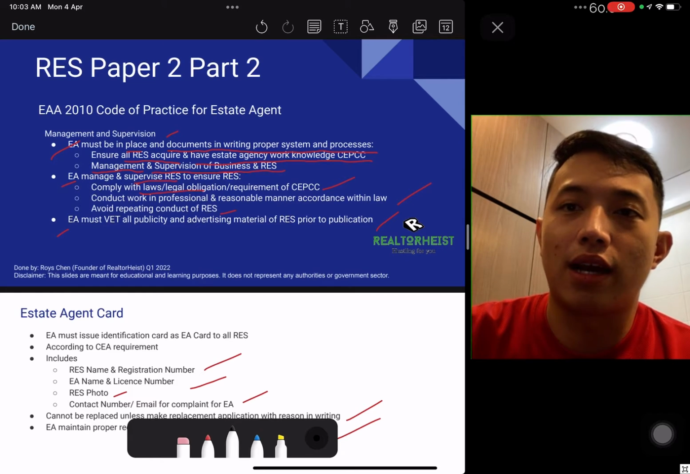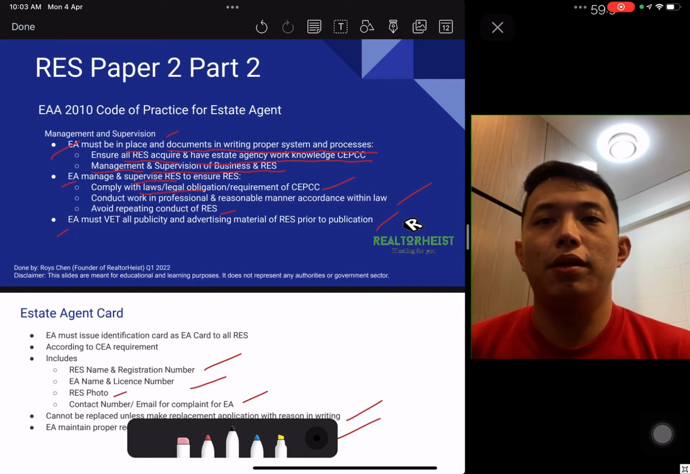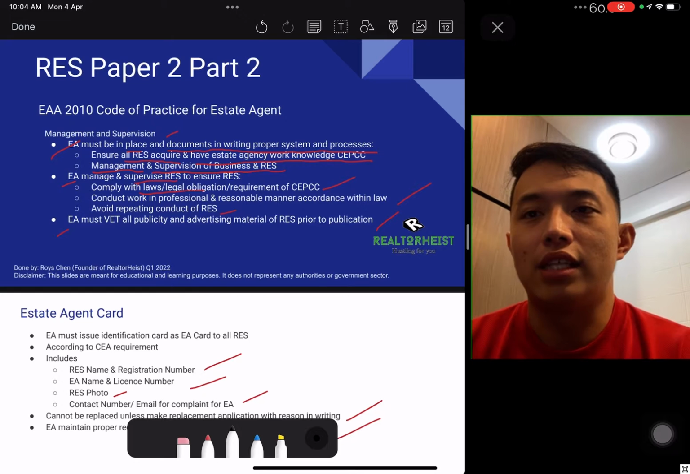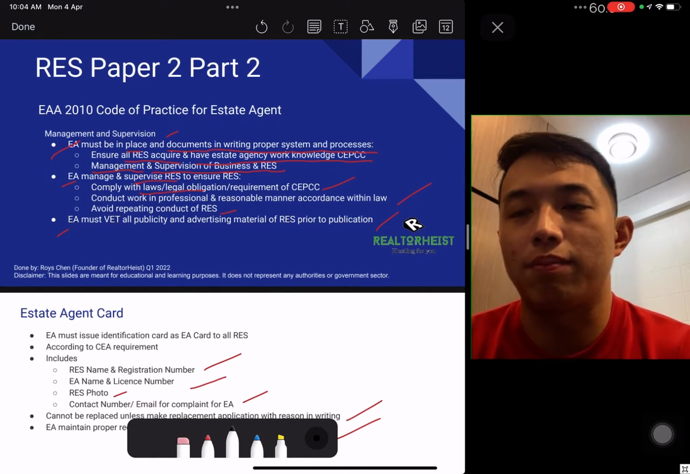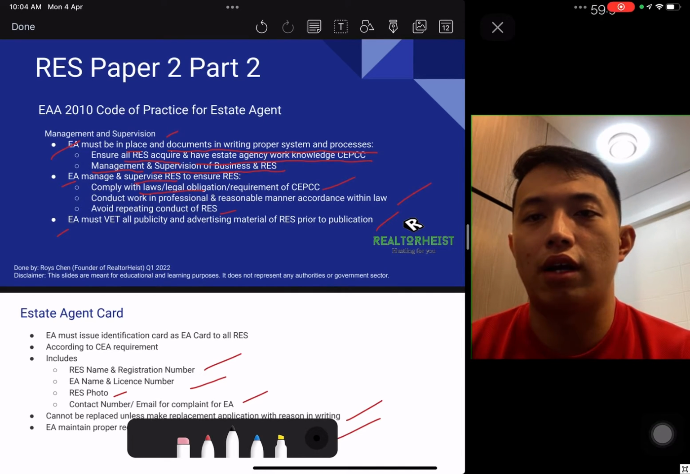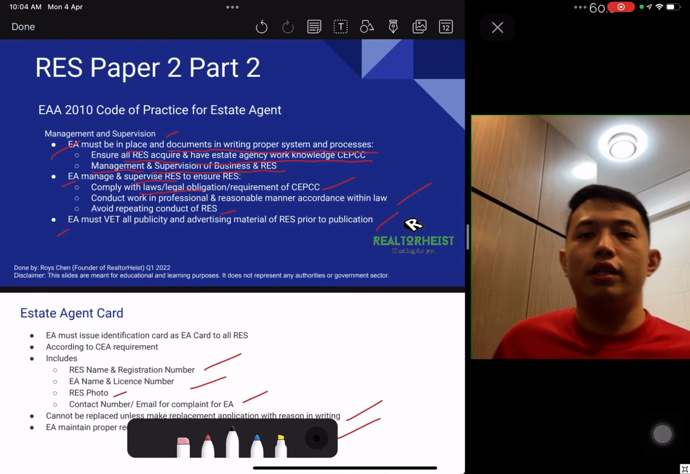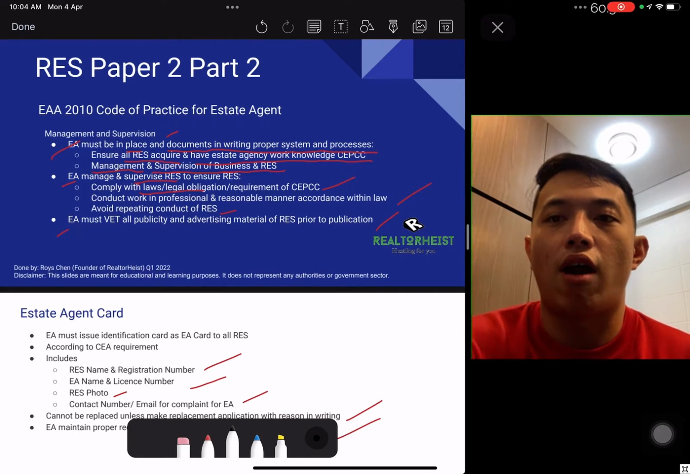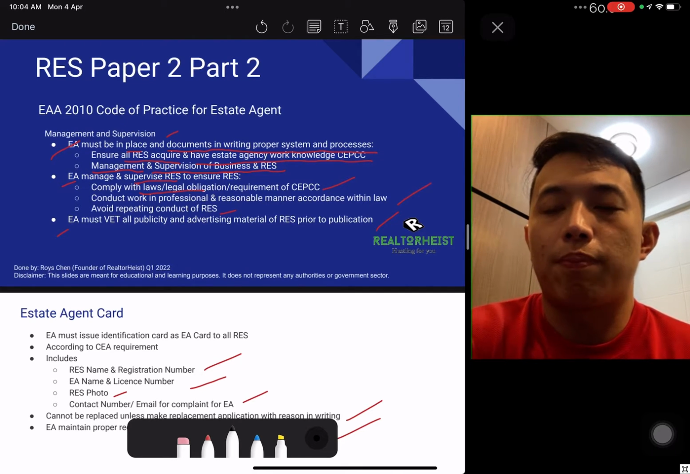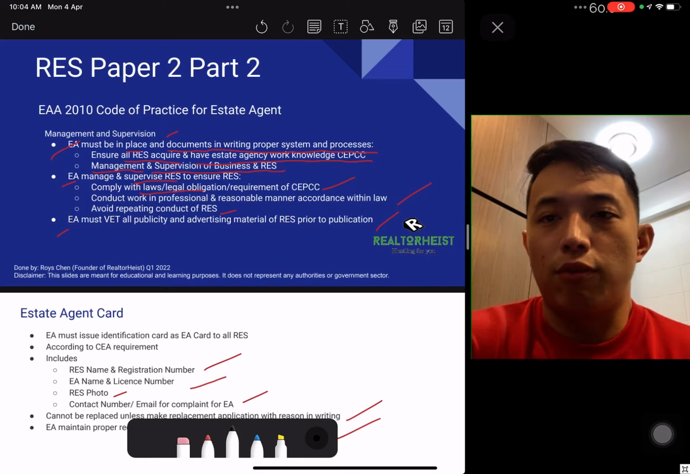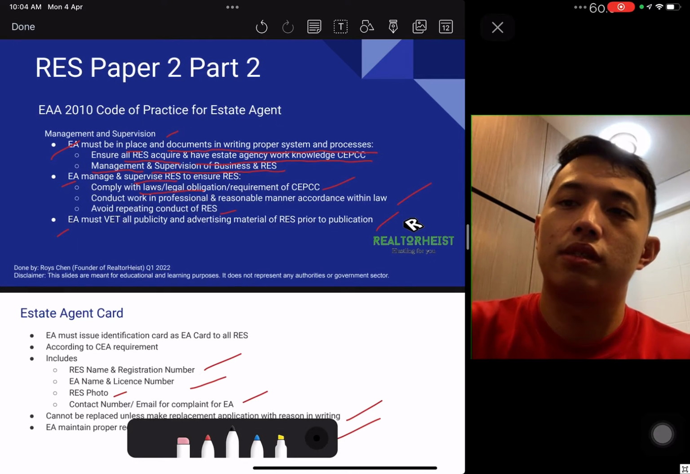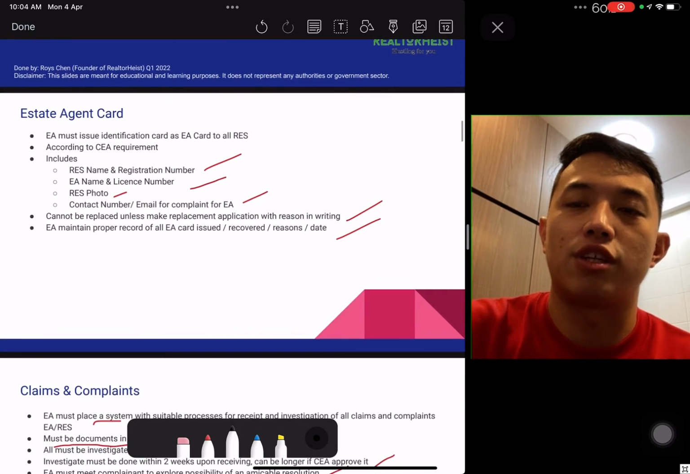Code of practice. So guys, for the EA, regarding management and supervision, the EA must put in place documents and systems. Actually, to put in place proper writing and a proper system and process for all the RES to get their information and knowledge of the CEPCC and all other acts and regulations. The EA also has to manage and supervise the business and all RES. For RES, everyone must comply with the law and legal obligations, act professionally and reasonably, and avoid repeating misconduct. The EA also must vet all publicity and advertising materials prior to publication.